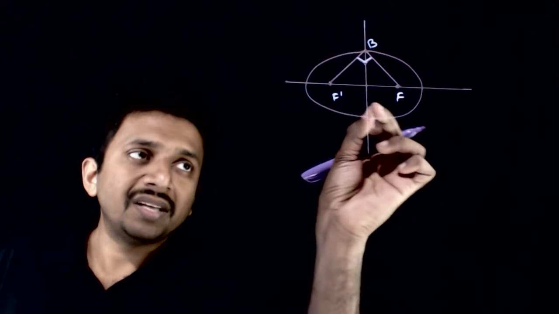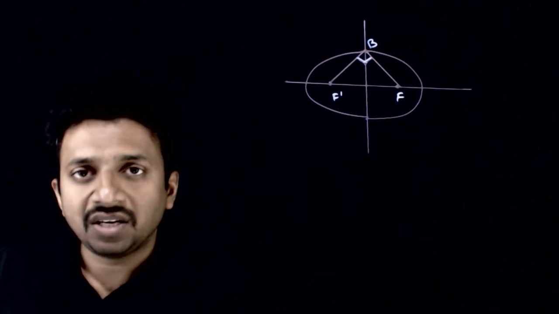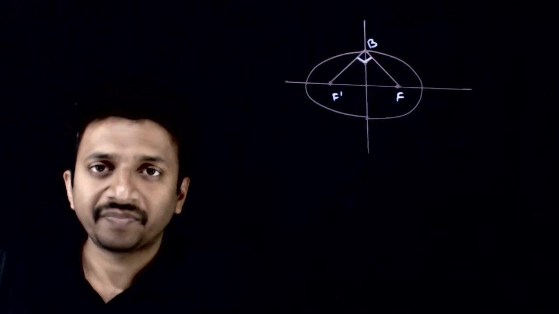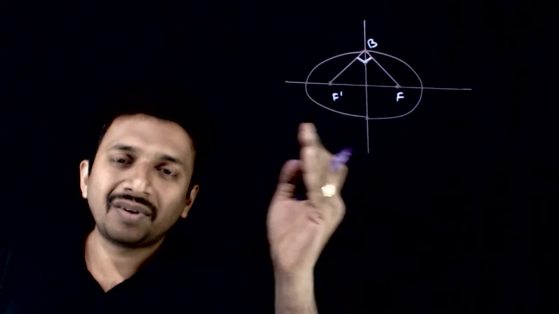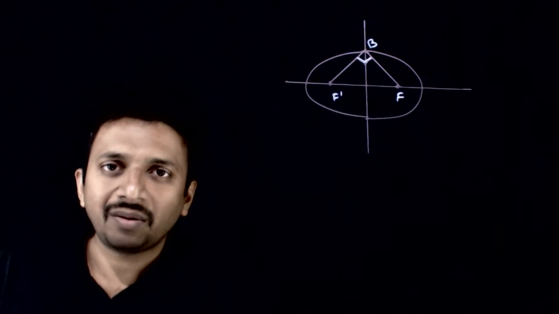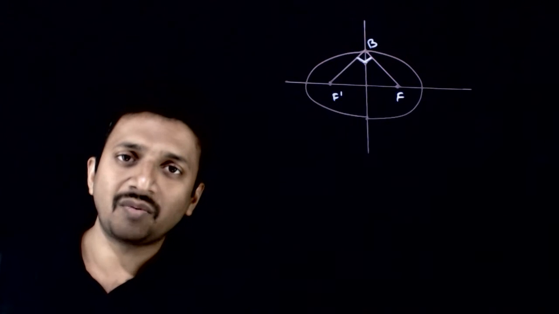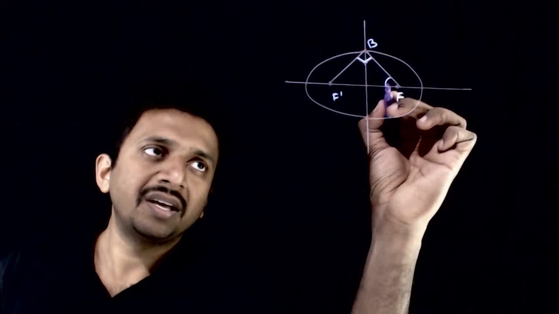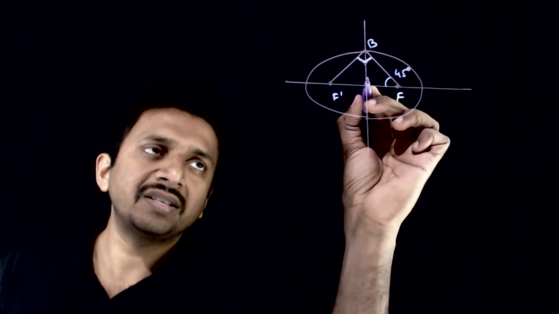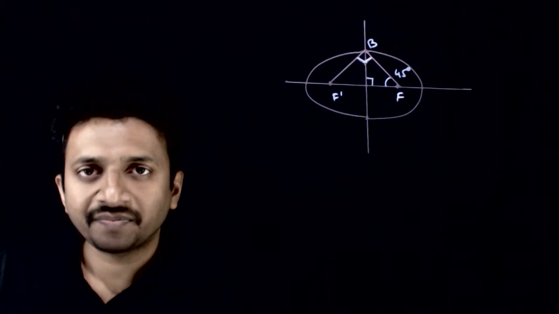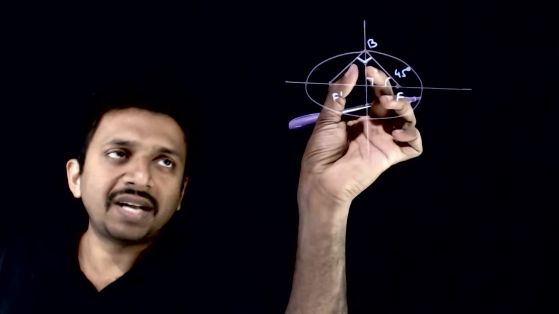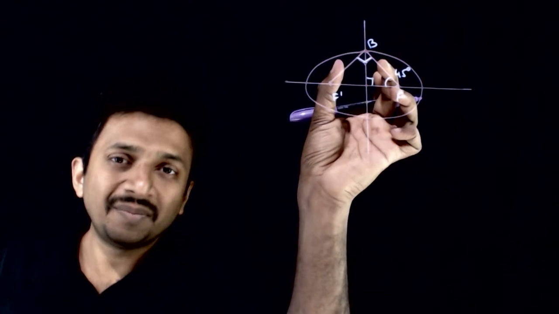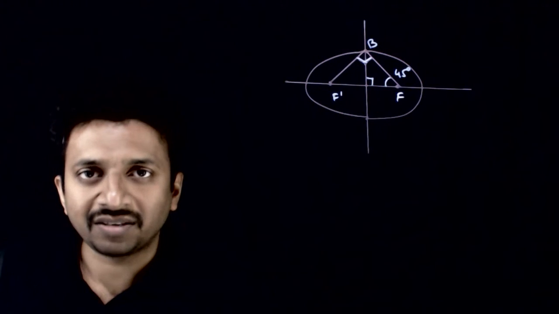The condition that is given is the angle FBF dash is equal to 90 degrees. If that is so, how can we convert this into an equation which can help us get the value of eccentricity? Because this triangle is symmetric, this angle has to be equal to 45 degrees, because the whole angle is 90 degrees and these two sides are symmetrical.